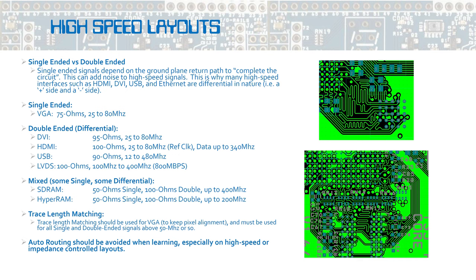If you look at this design here, this is a DRAM design. If you see all this curly, racetrack kind of thing going down, that's trace length matching for the shorter traces. And I did that in that design to make sure everything was going to line up. So if you're doing especially double data rate DRAM, that's something you need to do.